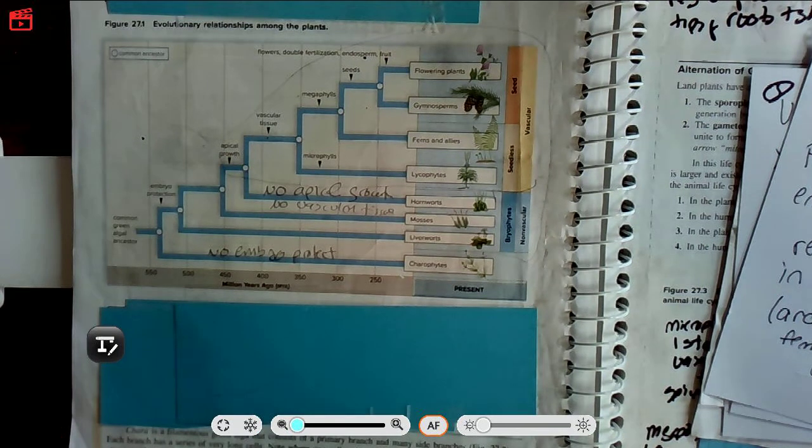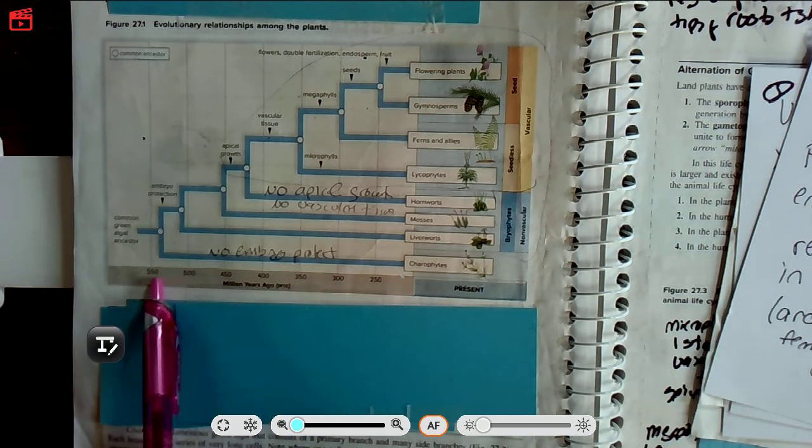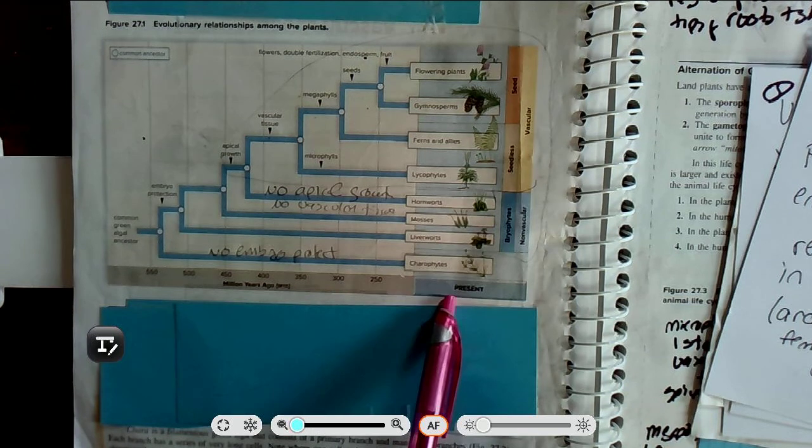So this more detailed phylogenetic tree or evolutionary tree can be found on page 358 in your lab book. So we'll notice along the x-axis is millions of years. So we're going back to 550 million years ago. Remember that the Earth is dated to 4.5 billion years. So 550 million years ago up to the present time.